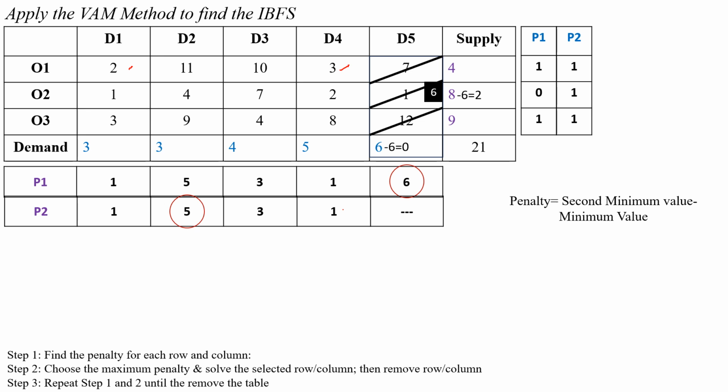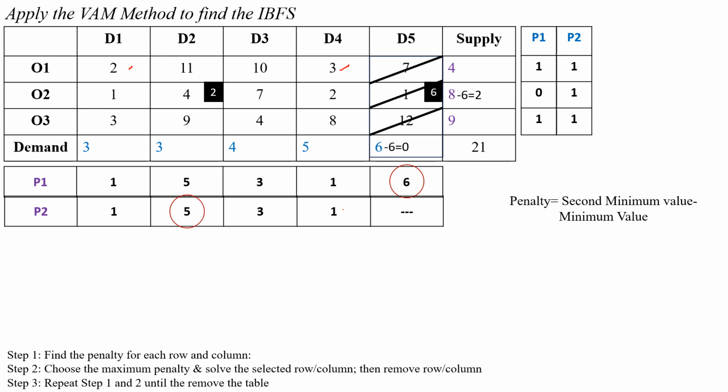So in the D2 column, minimum value is the 4. Then we have to choose the 4 and observe the supply and demand. So here supply is the 2 and demand is the 3. So among these, minimum value is the 2. So maximum possibility of allocation is the 2. So we have to allocate the 2 here.